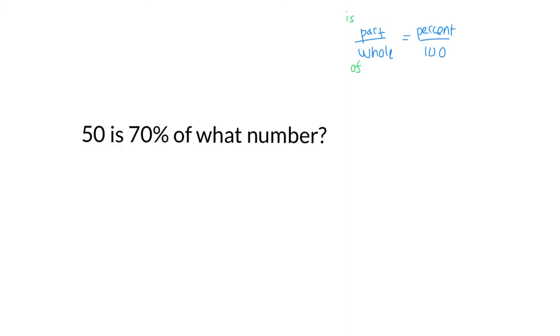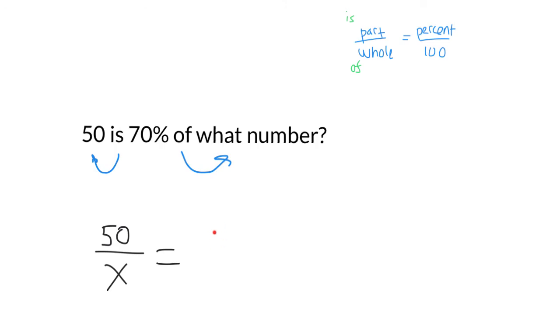All right, so we have 50 is 70% of what number? Let's do the is over of. Why not? Is over here. Of is over here. Look at this. Of is the unknown, so that's going to be x in this case. Nonetheless, is over of, so it's going to be 50 over x. And again, I'm using is over of, but remember, is relates to the part, of relates to the whole. So I could also say the part is 50 and the whole is x.